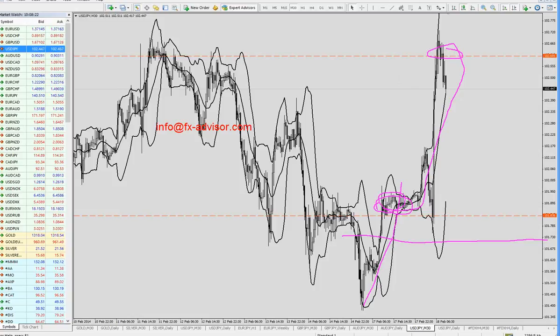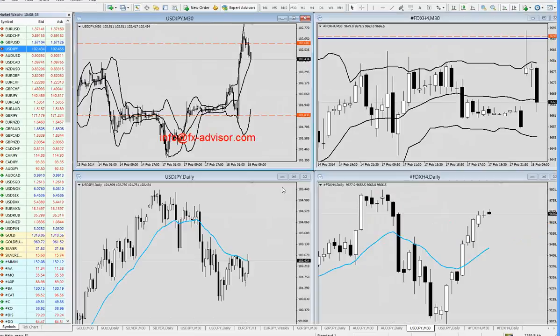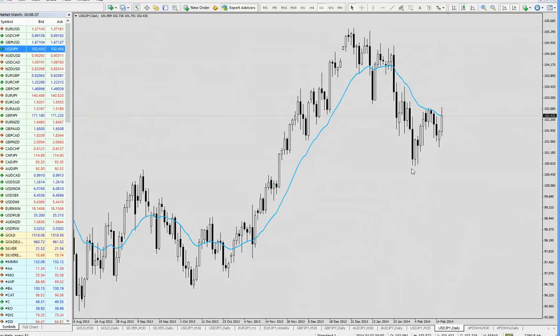One more time on dollar yen. Last week we were sellers around 102.50, 102.70, based on the 20 daily moving average here, and we would like to see what's going to happen today around US close. It's going to be important.